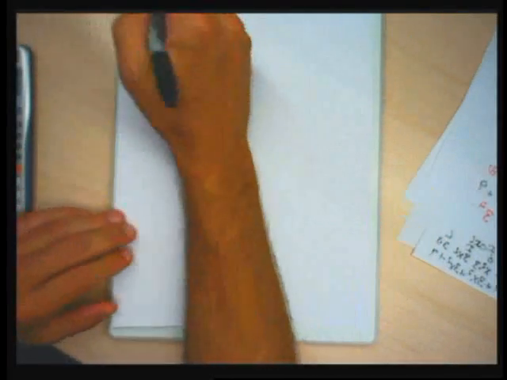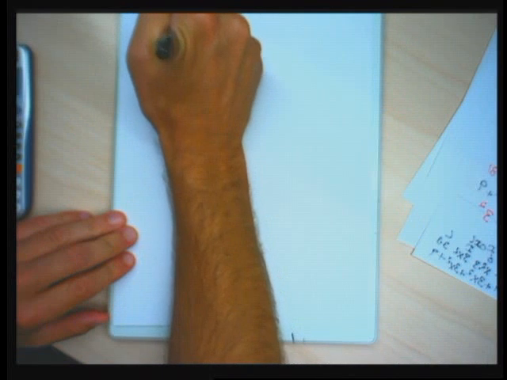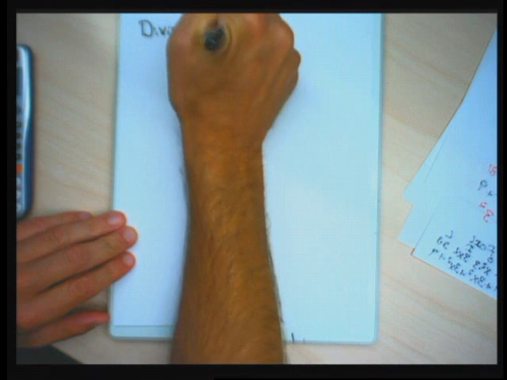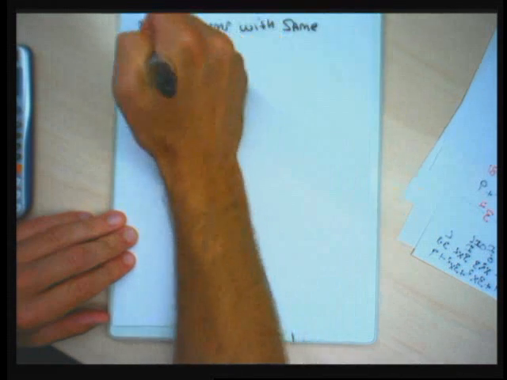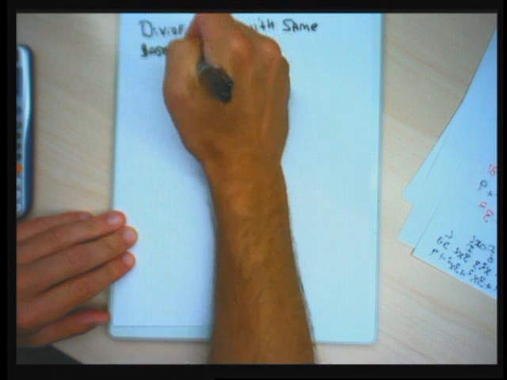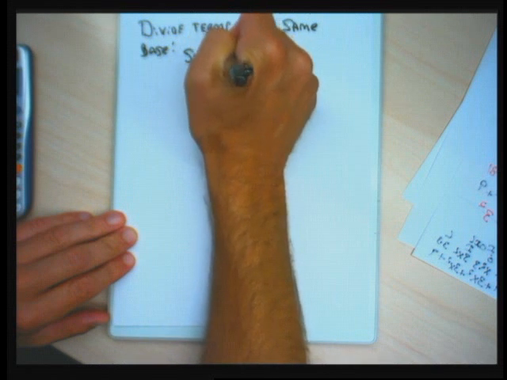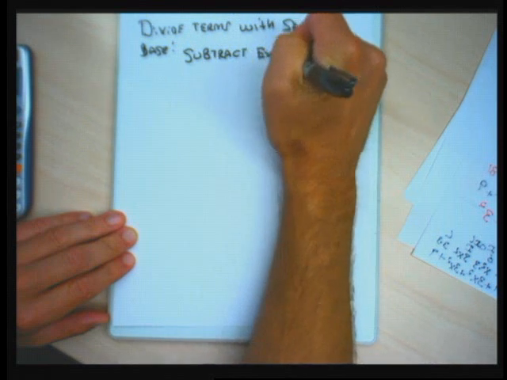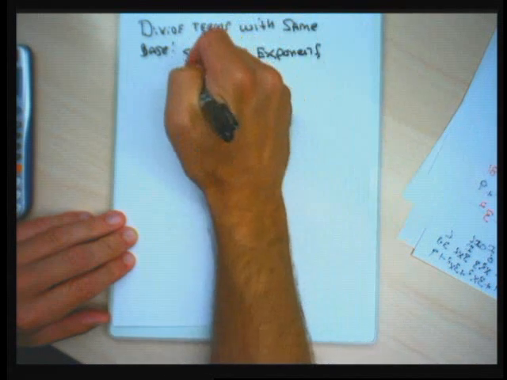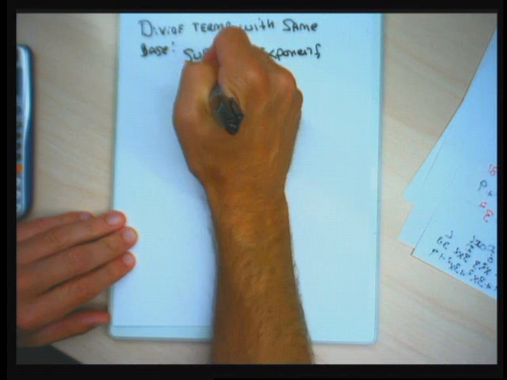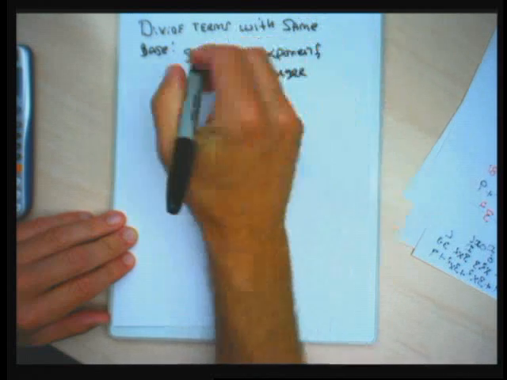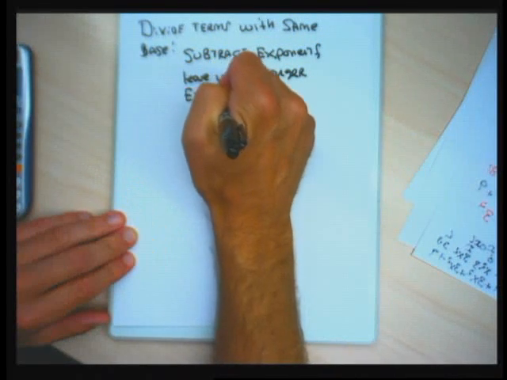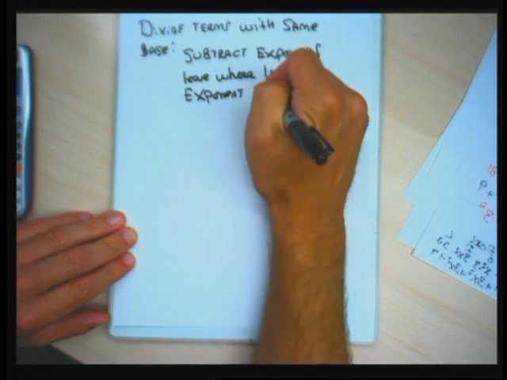The third of the 3 rules is dividing terms with the same base. And what I normally do is I subtract the exponents and leave it where the larger exponent is. That's really written horribly right now, but it's going to hopefully become clear in a second.